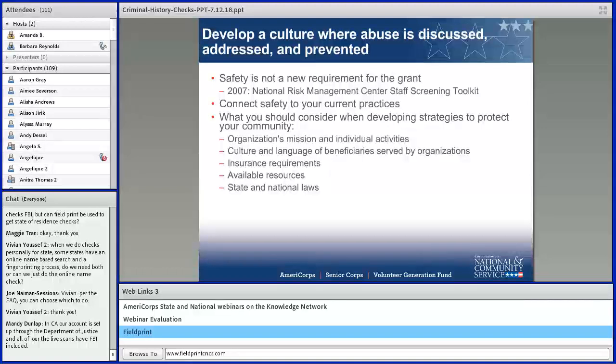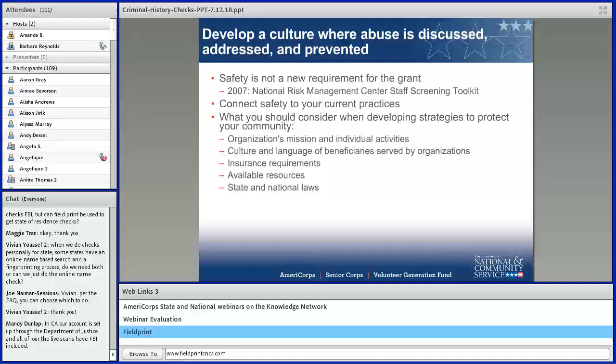Which is why, again, it's so important to create that culture where abuse is discussed, because a lot of times sex offenses can happen because a sex offender isn't caught yet. But if you create a culture where they know they are not welcome and people are trained to report what they see, then hopefully they will not apply to your program. You will not get them in your program.